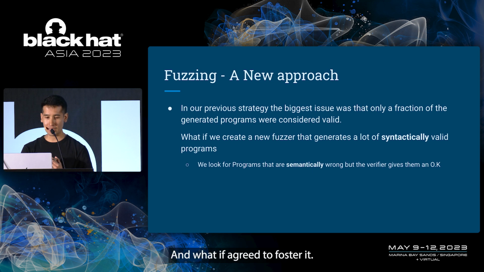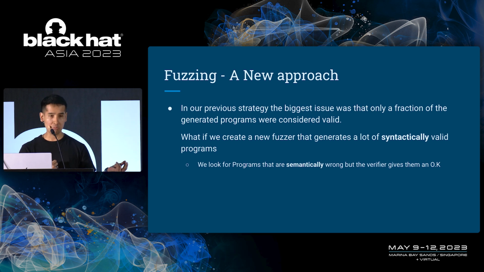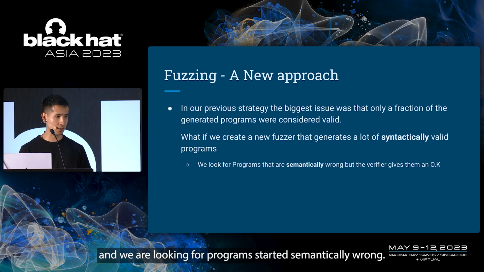So yes, in our previous strategy, the biggest issue was that only a fraction of the programs were considered valid. What if we create a fuzzer that generates a high volume of syntactically valid programs, and we look for programs that are semantically wrong? What does this mean?